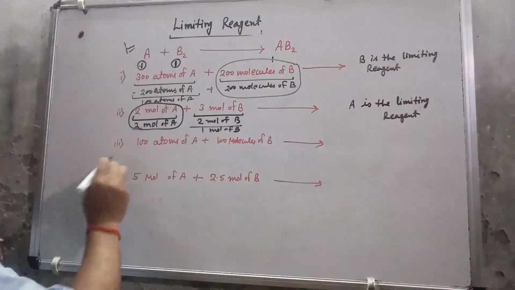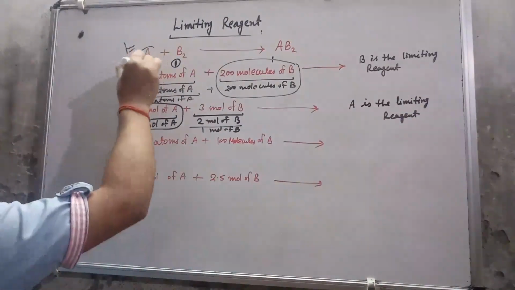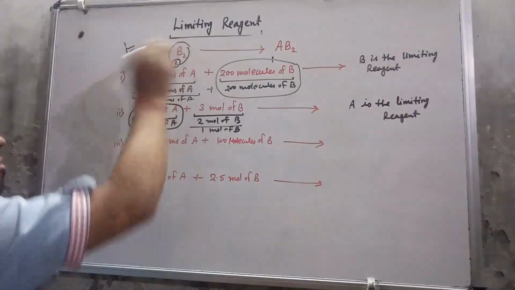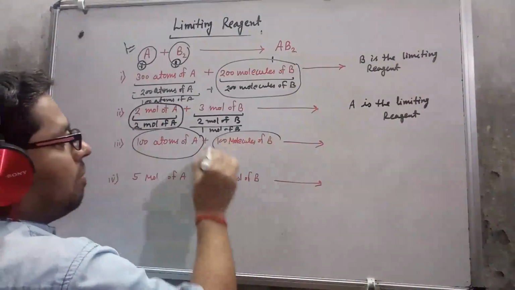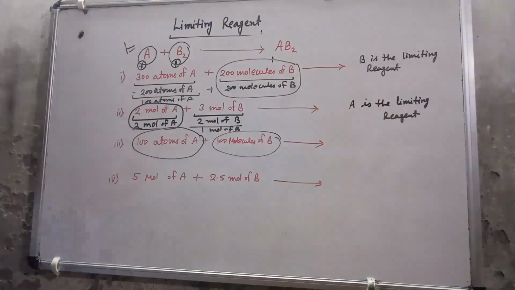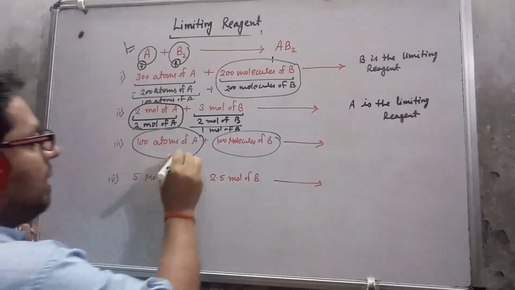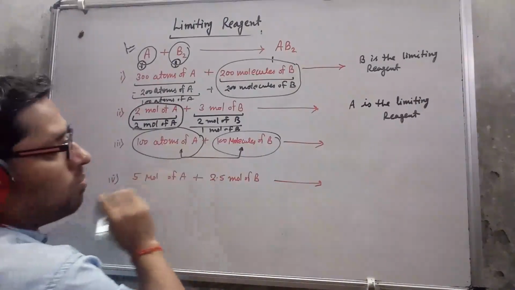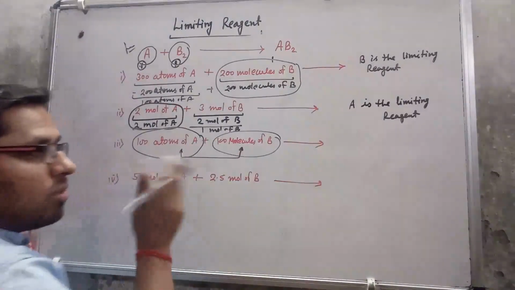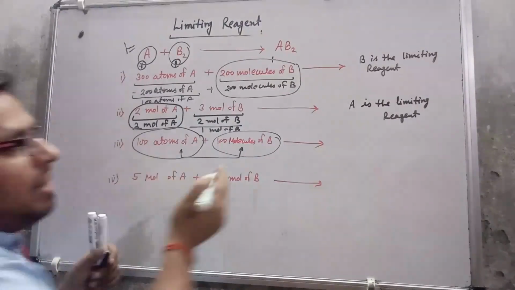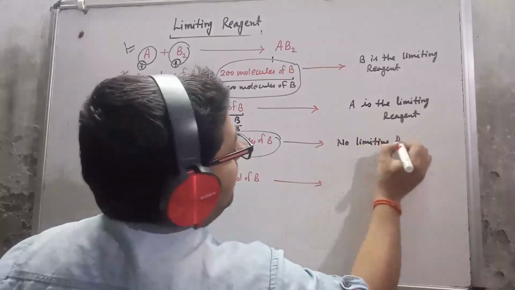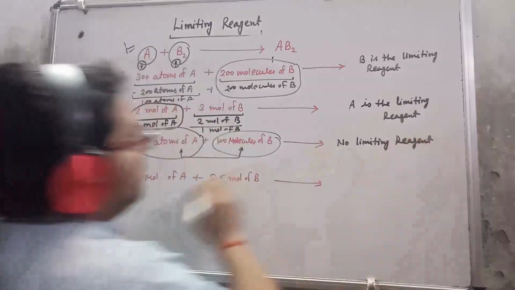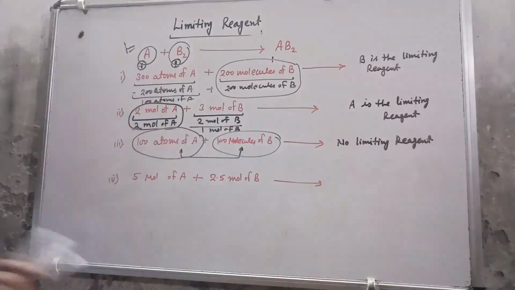Now in this, one atom of A combined with one molecule of B. Here 100 atoms of A combined with 100 molecules of B. So very simple, 100 atoms of A and 100 molecules of B both are combined. That means both are totally consumed, nothing is left, neither A nor B. So no limiting reagent is available in this reaction because A and B both are totally consumed.